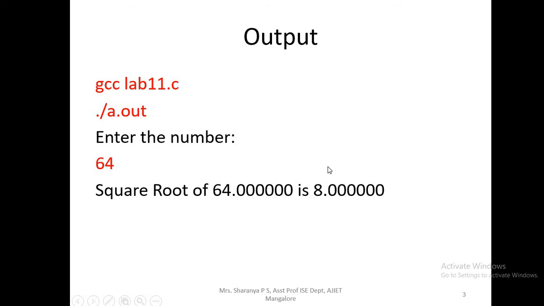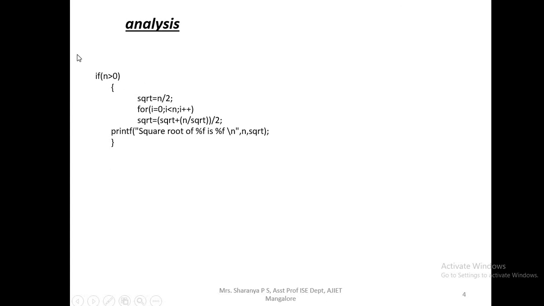If we look into the complete process of how it is calculated, as we observed, this is the code we have written: if n is greater than 0, that is the first if condition, otherwise it will move to the else part. First it finds n divided by 2, that is half of the given number, and within that half range we try to find the square root of that number.